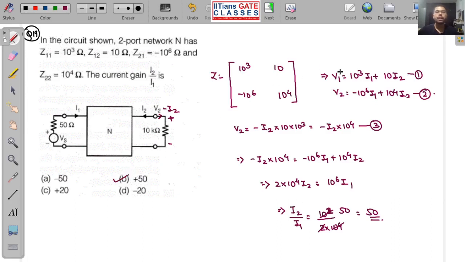Very simple. There is no need for this equation 1. Okay. So a good student will know which equations to put, which equations to substitute.